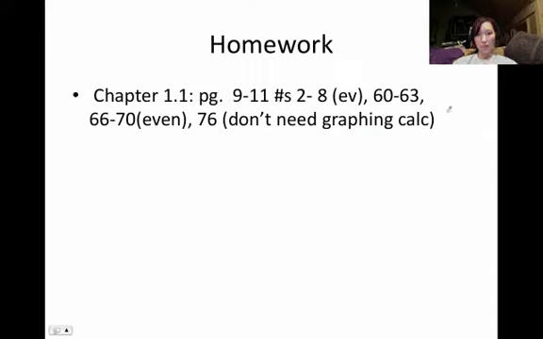There we go. Here are your practice problems. We will work on these in class, and do note that for 76 you don't need your graphing calculator, even though the directions in your book say that you need to use one. Alright, good luck.